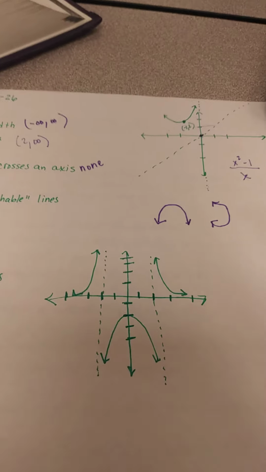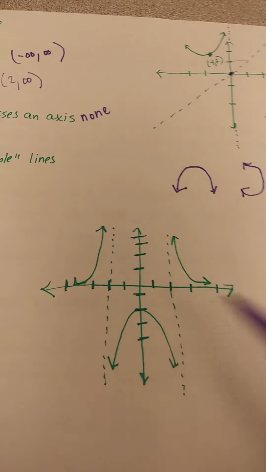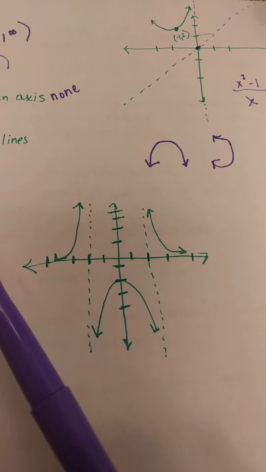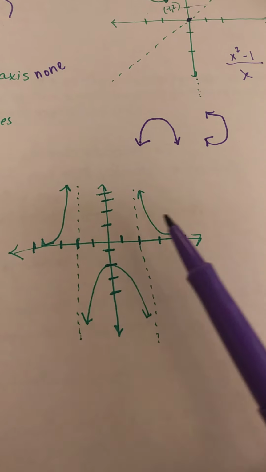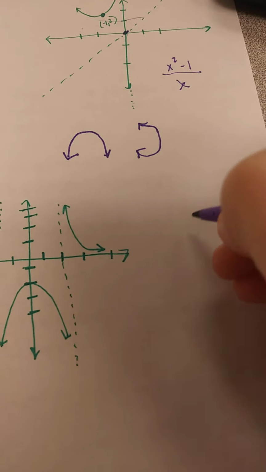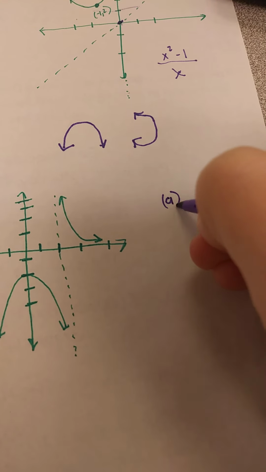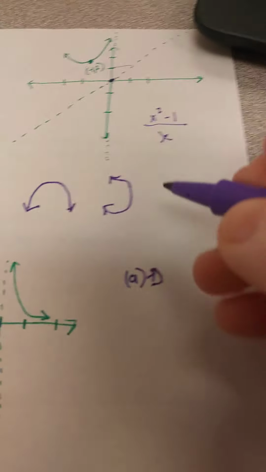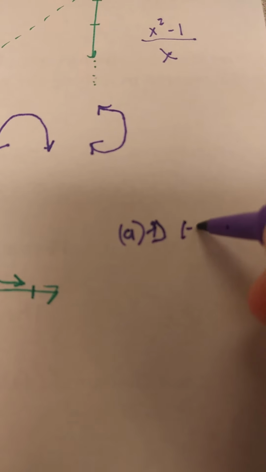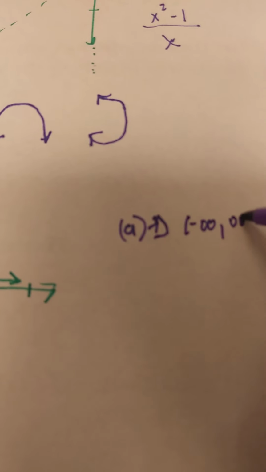Okay, so let's do it one more time. This one is a little more complicated. Its domain is how wide the function is. Because of these arrows here, it's going to keep going left and right forever. So its domain is negative infinity to positive infinity.